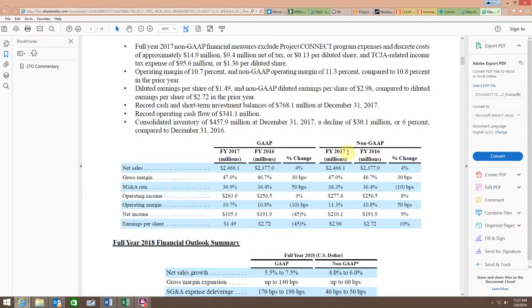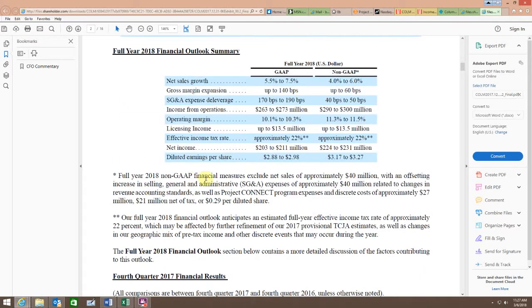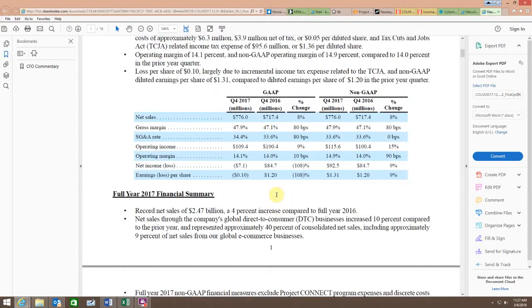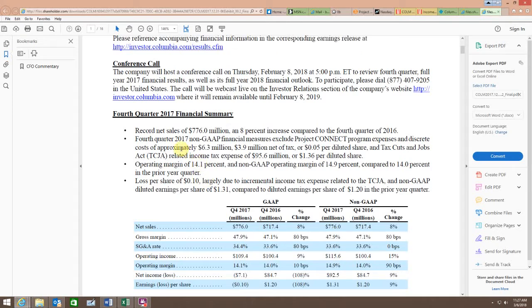Okay. This gets to be a little bit more daunting to read through, but do it. I just kind of answered my question, right? They had record sales. Oh, there's the Tax Cuts and Jobs Act. So my guess was correct. Look at that. They took a related income tax expense of $95.6 million, or $1.36. Okay, and again, I'm guessing. I have to guess here a little bit.